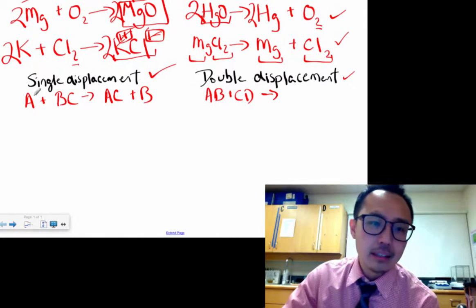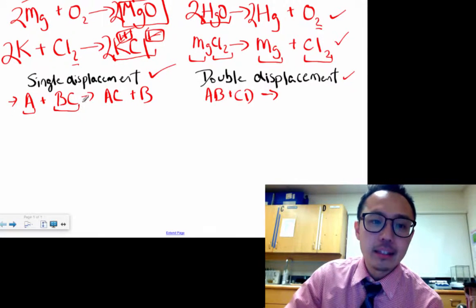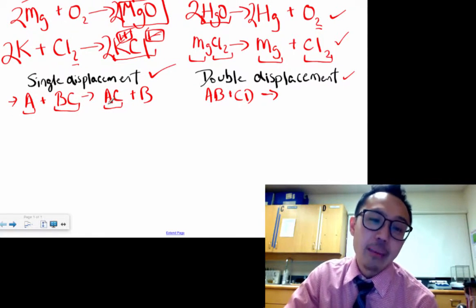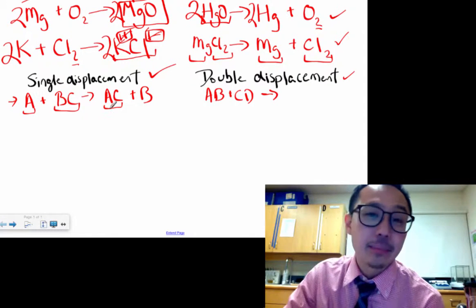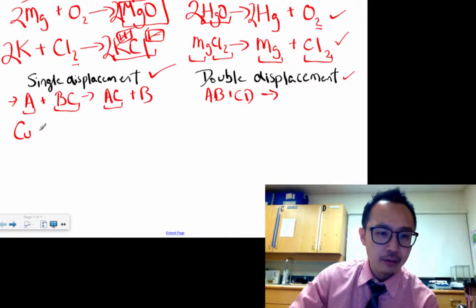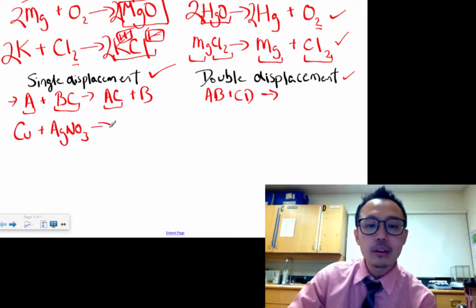So what that means is that this is the generic one. You have A plus B and C, and then you notice that the A basically took the place of the B. It displaced B. So to give you a real life example, let's see, we have copper and silver nitrate. So what products will you get?